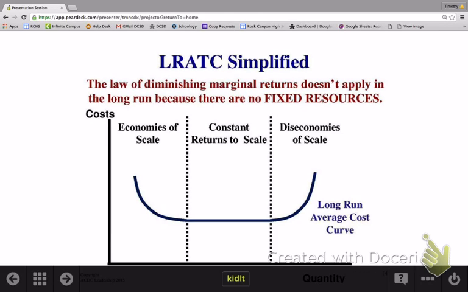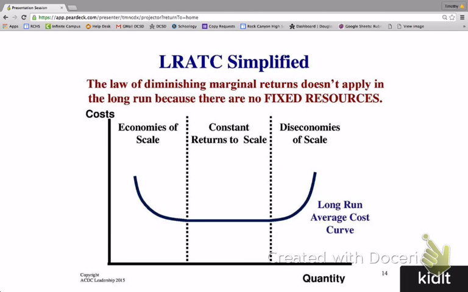Here's a simplified version of the long-run average total cost curve. You can see the law of diminishing marginal returns does not apply in the long run because there are no fixed resources. So we only have diminishing marginal returns in the short run because one resource is fixed, and eventually that leads to diminishing marginal returns. But in the long run, because we can change all of our inputs, we can choose a portion where we do not have diminishing marginal returns, and that's because no resources are fixed.